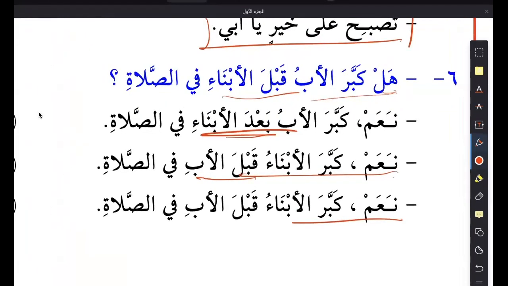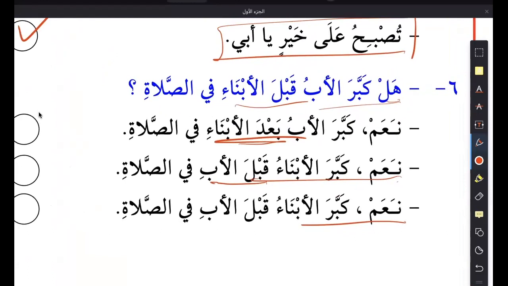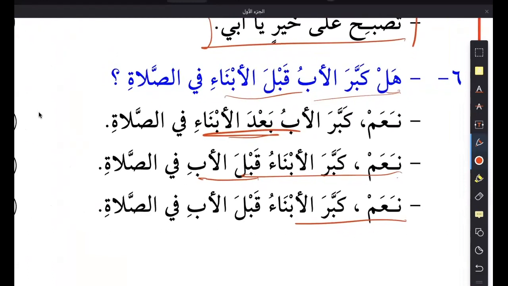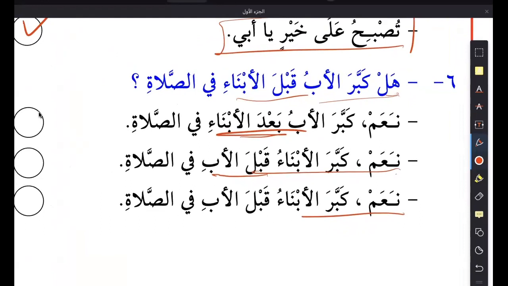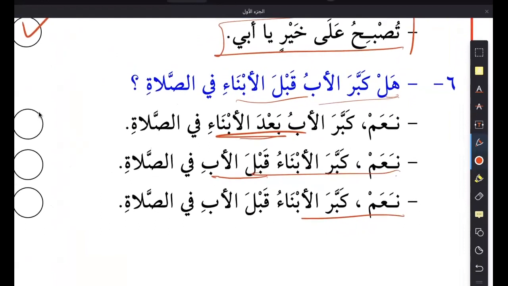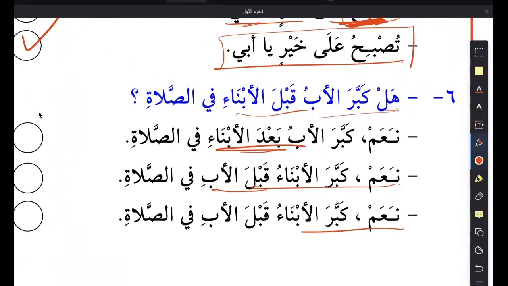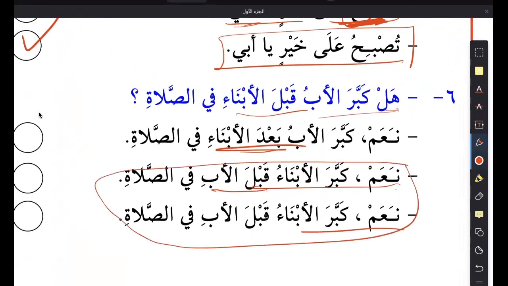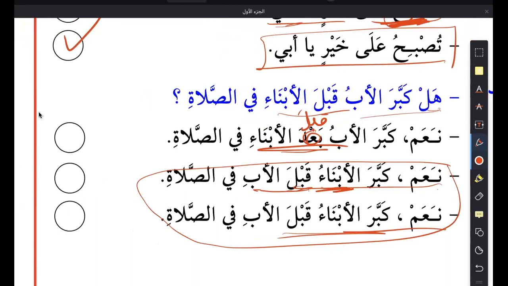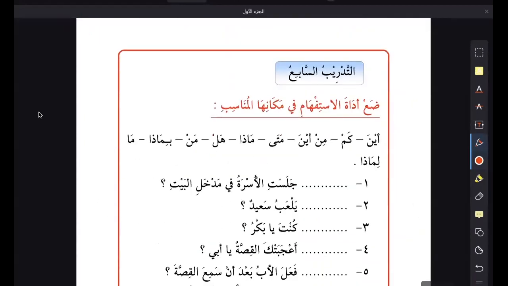So it looks like here we have some, it doesn't make any sense. I think there's a mistake. So one of these things we have to fix. We can say Naam Kabbara, because both of them are the same thing. It doesn't make sense that the children said Qabla. Both of them, it doesn't make sense. So I think we can fix this one. Naam Kabbara al-ab Qabla. Okay. Qabla al-abna'i fi salah. Okay. So if we make this change, then we can select this. جيد.